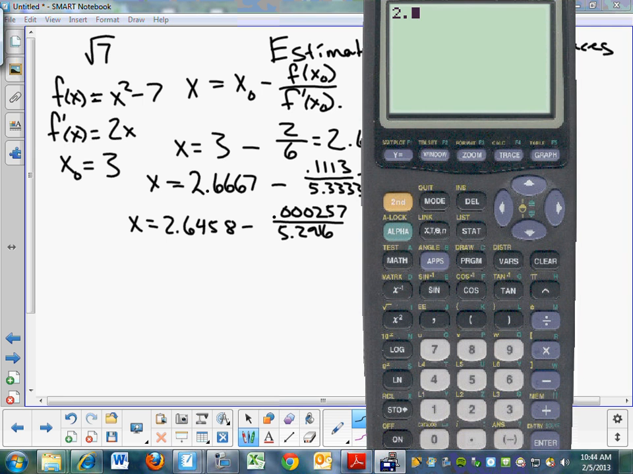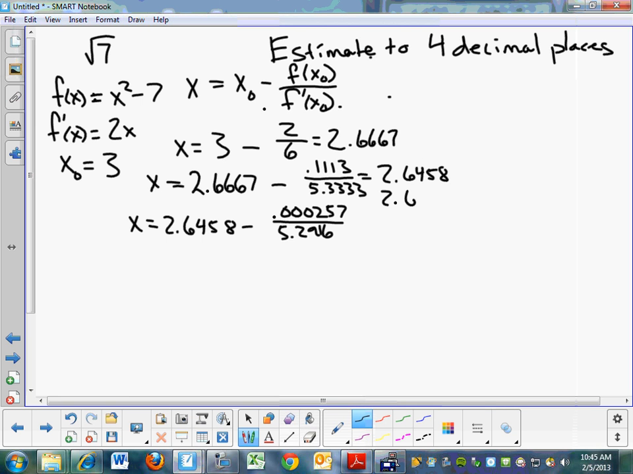So we got 2.6458 minus parentheses 0.000257, you guys said, divided by 5.2916, and we get 2.6458, right? Oh, hey, look at that. We're done.